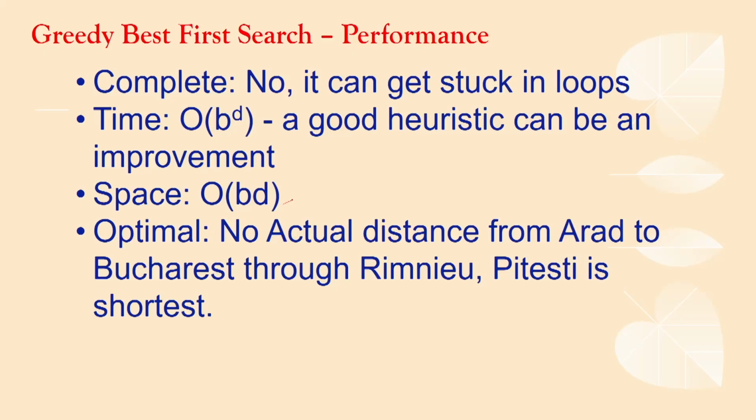The time complexity is order of b to the power d, although a good heuristic can give an improvement. The space is b multiplied by d, because we store only that part of the path in memory, not the entire set of nodes for the whole traversal. Optimal? No, it is not optimal. As I said earlier, the distance from Arad to Bucharest through the other path is the shortest.